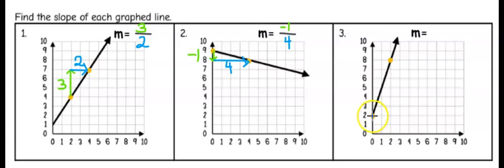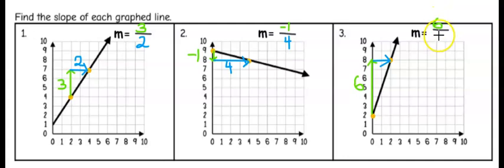So for this next one, I chose any 2 points. I can pick whatever I want. I chose (0, 2) and (2, 8). So we're going to start with the rise. And the rise went from 2 to 8, so the rise was 6 up, and then right 2.